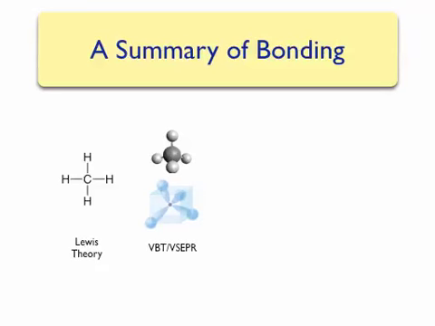VSEPR theory allows us to simply predict the 3-dimensional geometry of a molecule based on the simple premise that electron pairs like to repel one another. This allows us to predict the 3-dimensional geometry of a molecule.